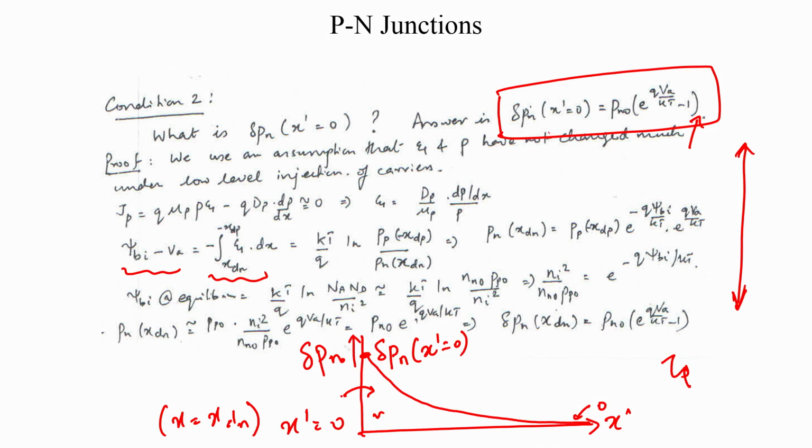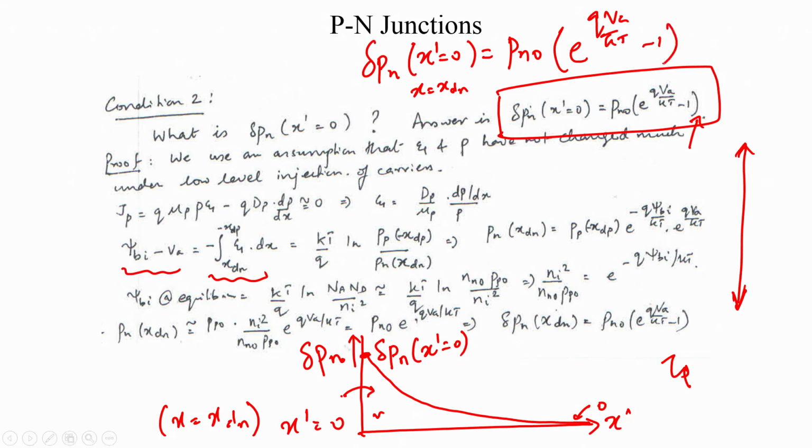Okay, but what this expression tells you is that my delta Pn, which is the excess holes injected into the n side at x dash equal to 0, which is at x equal to x dn, is equal to Pno, which is the equilibrium hole concentration on the n side, into e to the power QVA by kT minus 1. Which means at Va equal to 0, at equilibrium, e to the power QVA by kT is 1, 1 minus 1 is 0, and therefore there are no excess holes injected into the n side, which makes a lot of sense.